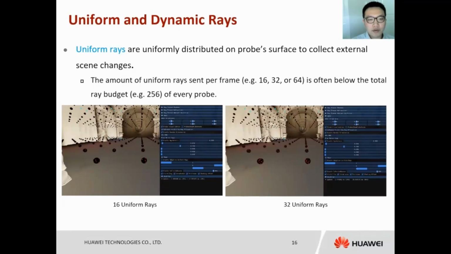Our uniform rays are uniformly distributed on the probe surface to collect external scene changes. The number of uniform rays is roughly between 16, 32 and 64, which is often below the total ray budget of 256 for every probe. We show here two cases, one with 16 uniform rays and one with 32 uniform rays, where the 32-ray probe has a denser distribution of rays allocated on the surface.